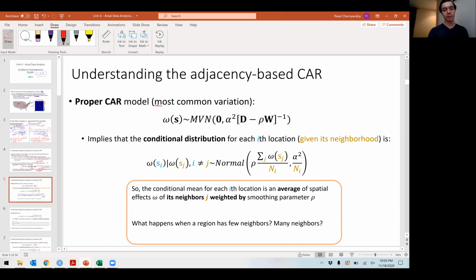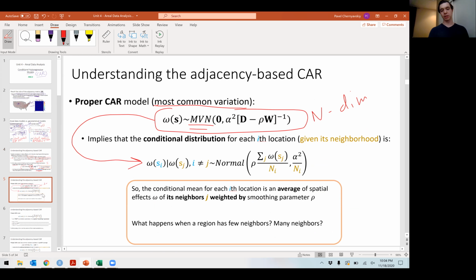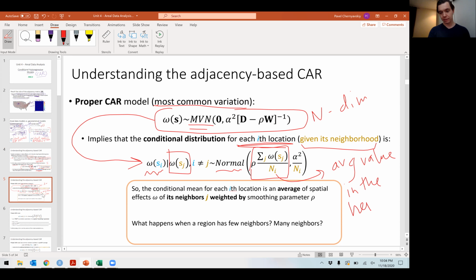So here's the most common variation. And in the literature, you will see this written a few different ways. This notation that includes the multivariate normal, n-dimensional, implies this conditional distribution for each location given its neighborhood. So once we identify a neighborhood structure with our adjacency matrix, we give this model its neighborhood. So conditional on the neighbors, we have an independent normal distribution where the mean for the ith region is the average value in the neighborhood, weighted by the smoothing parameter rho.